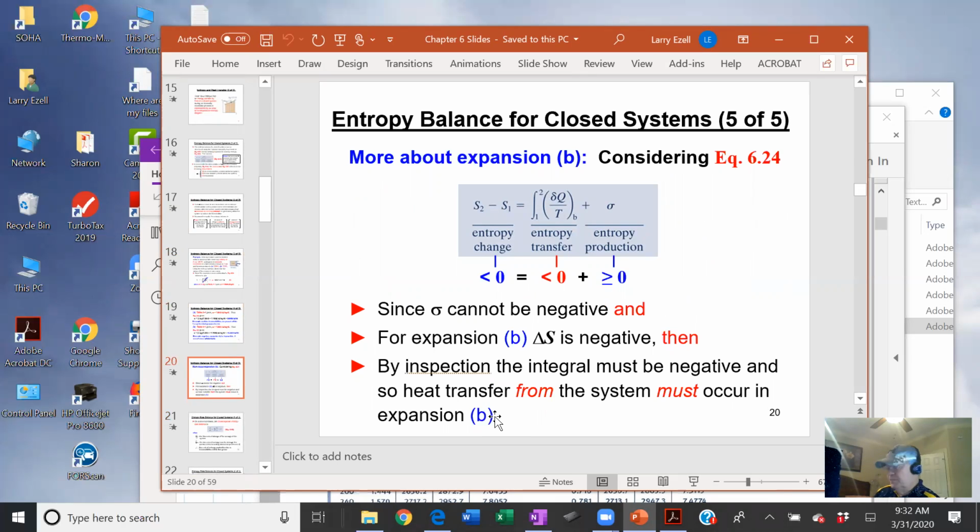So the last one of these is more about the expansion B. Okay, we've already talked about it. Since sigma cannot be negative and the expansion B delta S is negative, then by inspection, the integral must be negative. And so heat transfer from the system must occur. What they're saying is, in order for that to be true, you have to have some heat transfer. It has to create some negative entropy. So heat transfers from the system. So for your process to really exist, it has to have irreversibilities that create heat transfer.